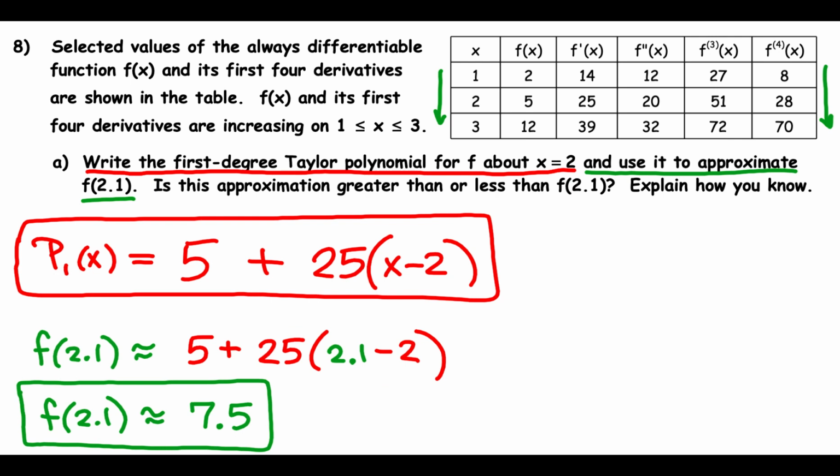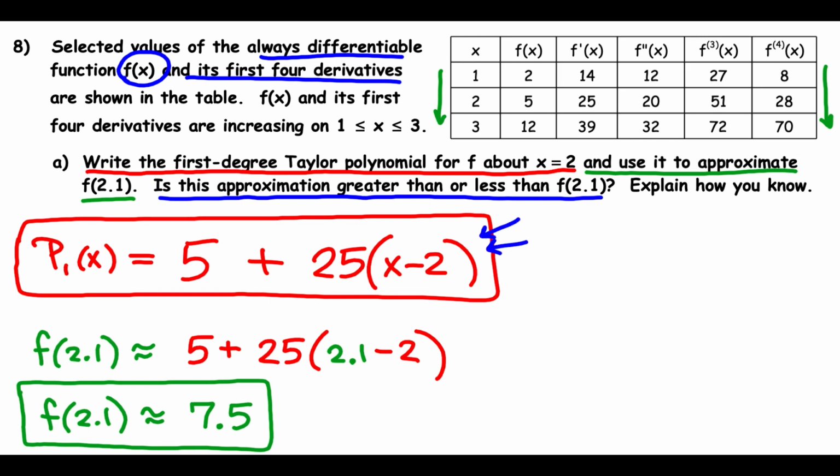All right, that's 2 down, 1 to go. And finally, is this approximation, the 7.5, greater than or less than the real value of f of 2.1? Well, I know that f of x is probably some sort of really wacky, wavy function because it has at least 4 derivatives. In fact, it's always differentiable. But this thing here is a line, which means it's straight. They come together at the point 2,5. You can see that the function goes through 2,5. And if you plug a 2 into here, you can see that that's also going to be 5 plus 0, which is 5.